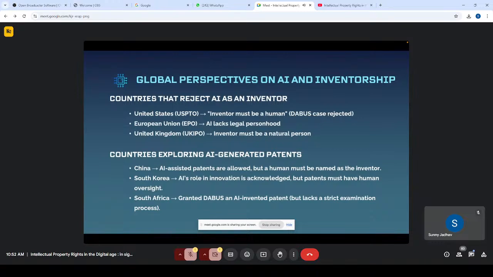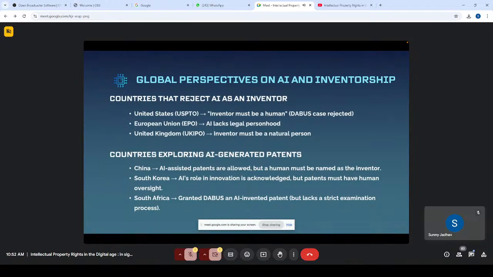Thank you. So in the United States, the USPTO is saying that the inventor must be human. The EPO says AI lacks legal personhood, and the UK says the inventor must be a natural person. So more or less, everyone is taking the same stand that AI is technology. AI is not a human or a natural person.